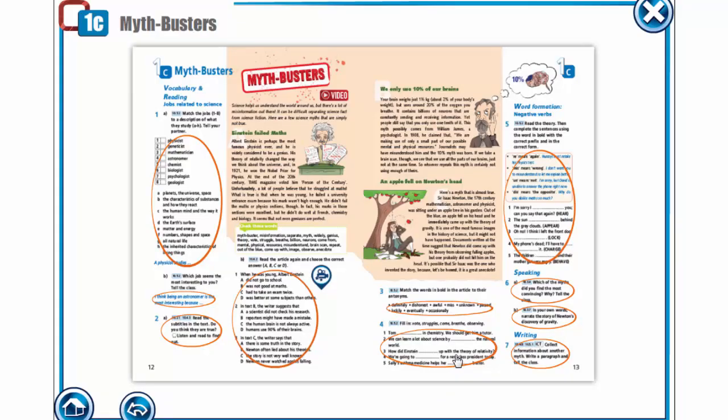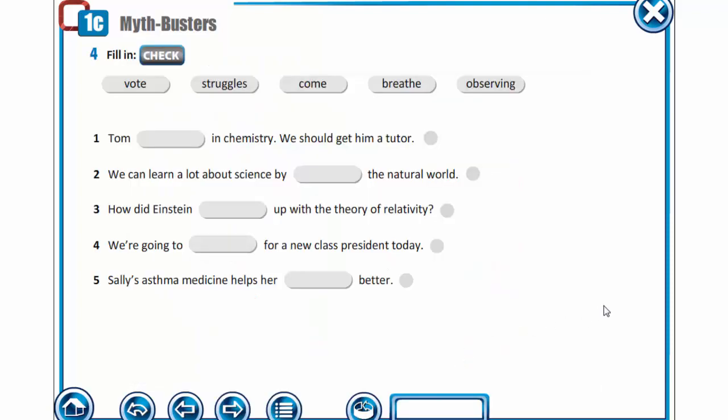Now let's continue our talk about Mythbusters. Open new books at page 13, exercise 4. You are to fill in the verbs.